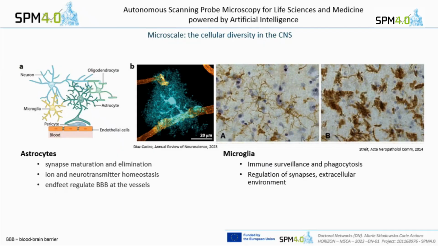The microglia, as I mentioned, are the immune cells of the brain, so they're constantly surveilling and looking for things that need to be phagocytosed, and pathogens. They're very responsive to inflammation as well, and regulate synapses via modulation of the extracellular environment, as we'll see more in a few slides.